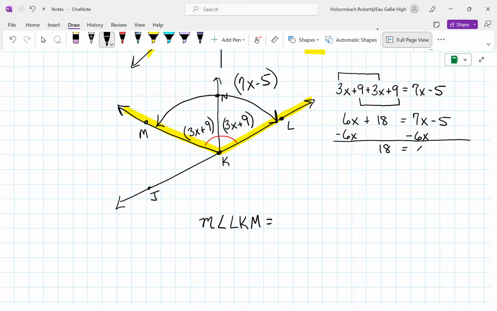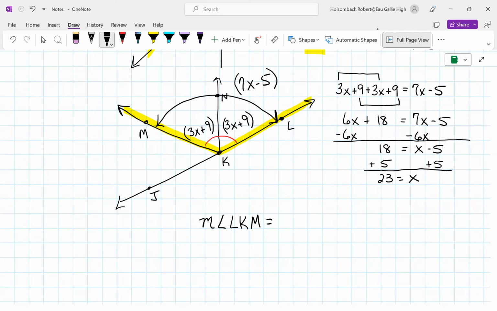18 equals x minus 5. And then add 5 to each side. So 23 is equal to x. That wasn't quite the question, though. That was only part of the question. The question was find the measure of angle LKM.